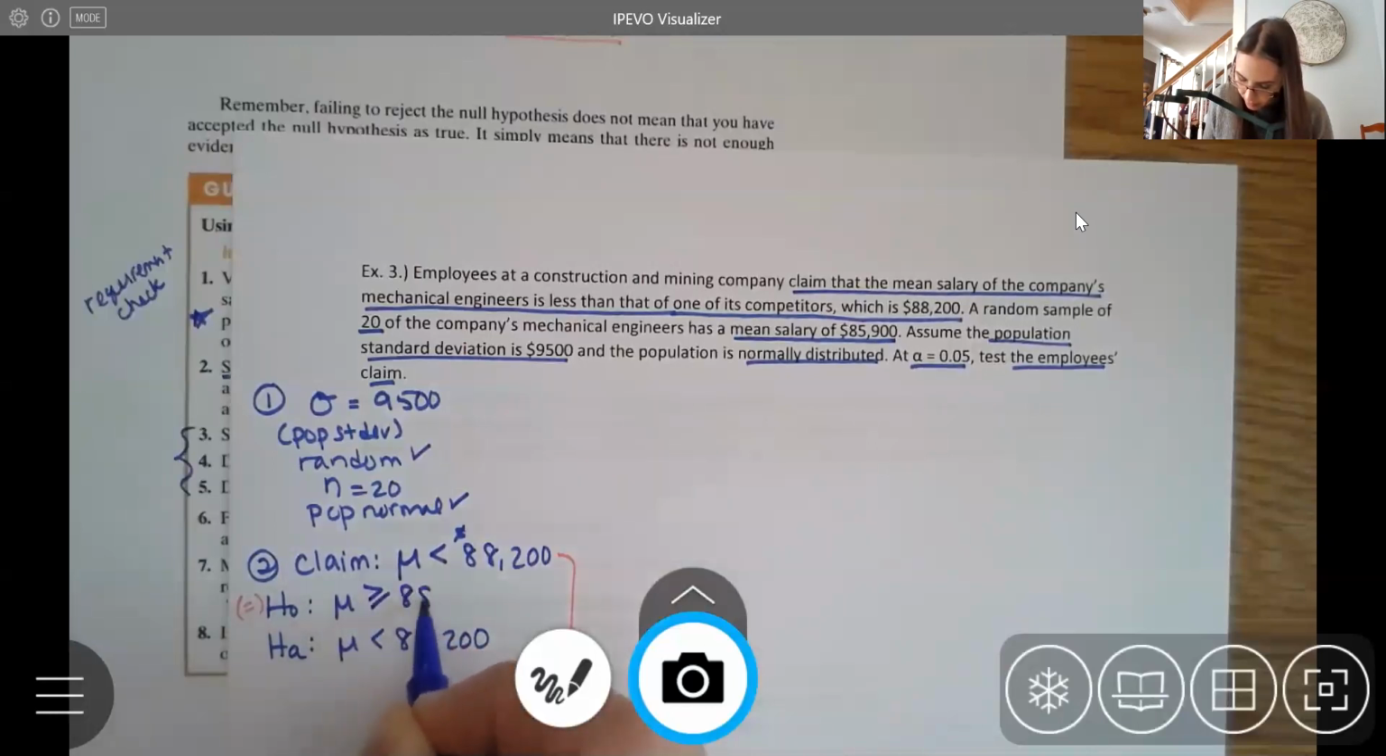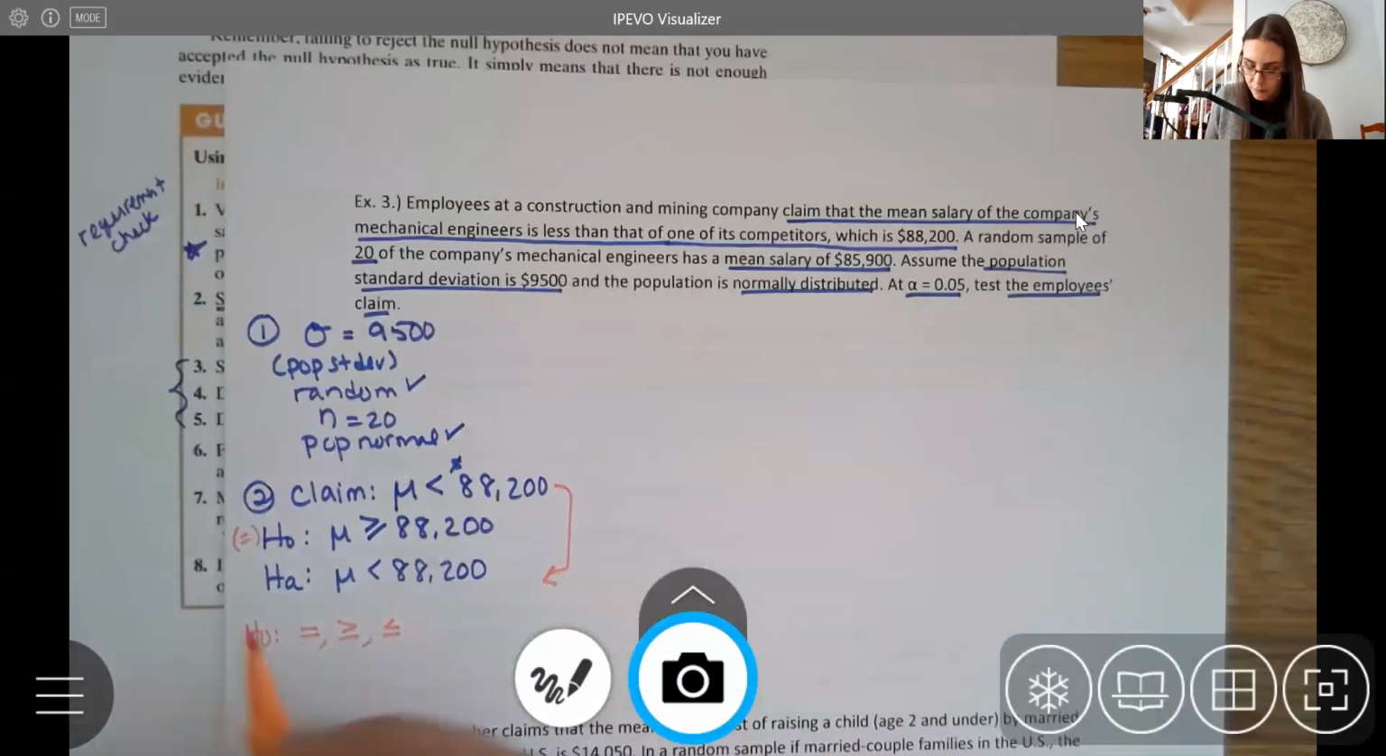So again, your null doesn't have to be straight equality, but it has to have an equal piece in there somewhere. So as a review, your null hypothesis either has equality, greater than or equal to, or less than or equal to. And your alternative hypothesis either has not equals, less than, or greater than. So that's how we're setting it up. And the claim should fall into one of those categories as well.